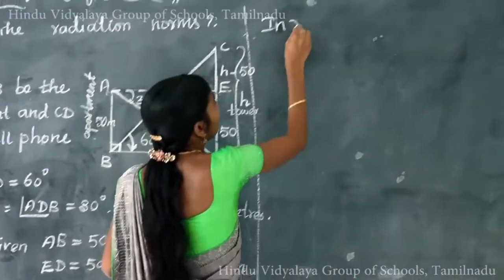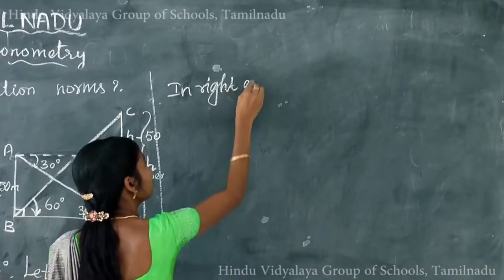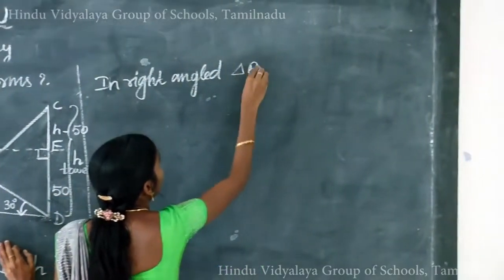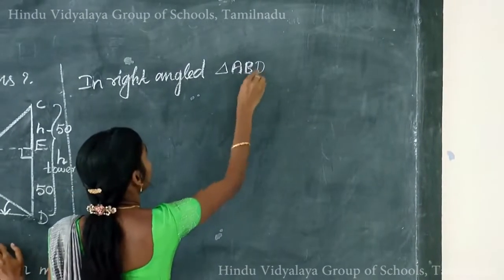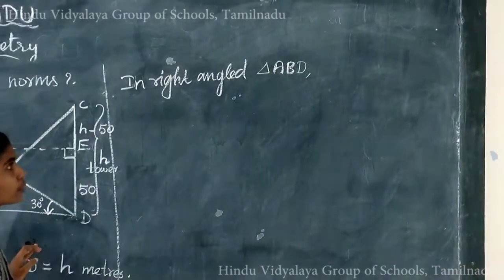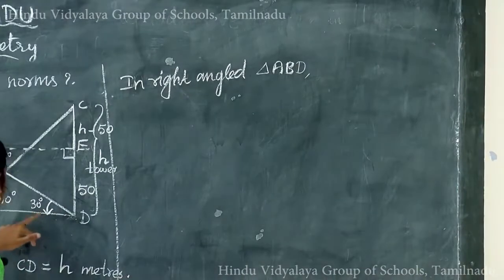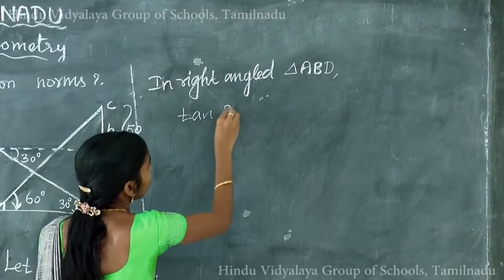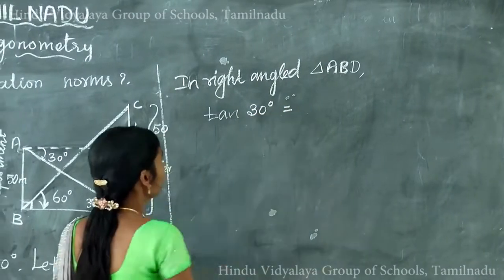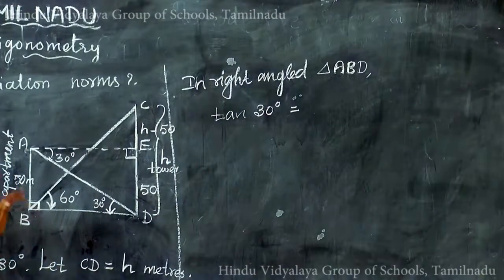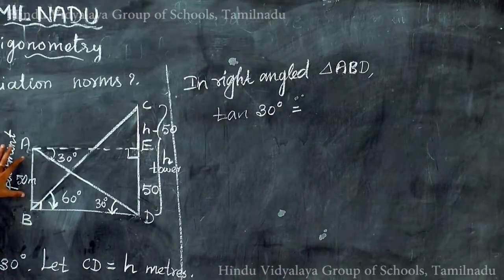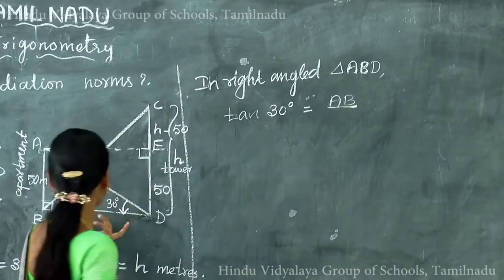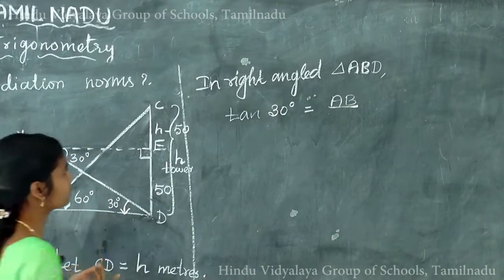In right triangle ABD, using the trigonometric ratio tan. So what is tan? 30 degrees. Here theta is 30. So tan 30 is equal to opposite side by adjacent side. So from the diagram, what is the opposite side? Yes, AB is the opposite side. And what is the adjacent side? BD is the adjacent side.